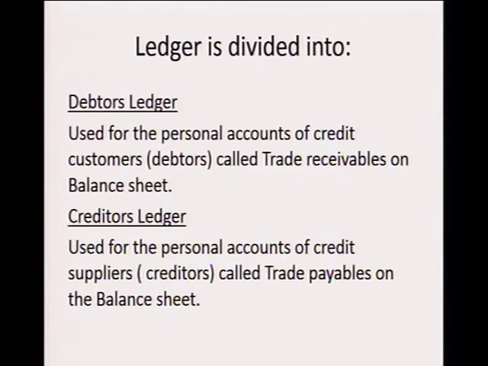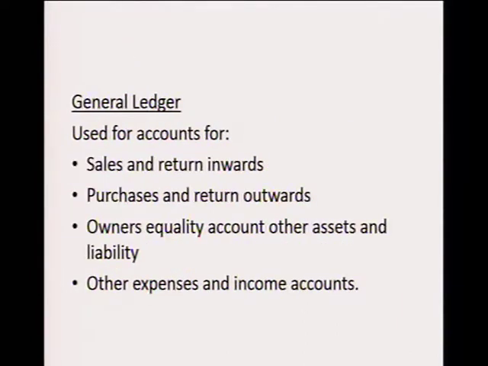If we look at the ledger accounts, we have 3 types of ledgers. We have the debtors ledger, which is a ledger where you post the personal accounts of debtors. Then we have the creditors ledger, where we post the creditors' amounts. And lastly, we have the general ledger as a type of ledger. This is where we post individual accounts that do not fit in the debtors ledger or the creditors ledger.